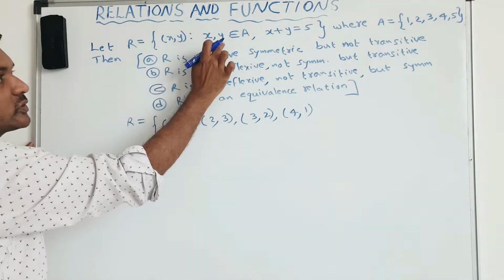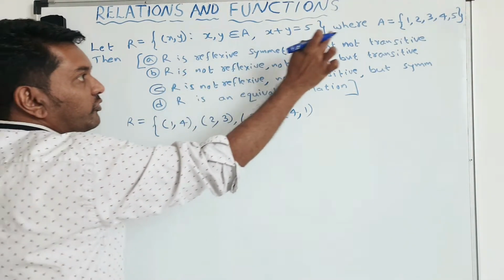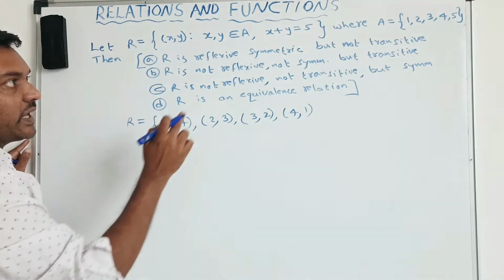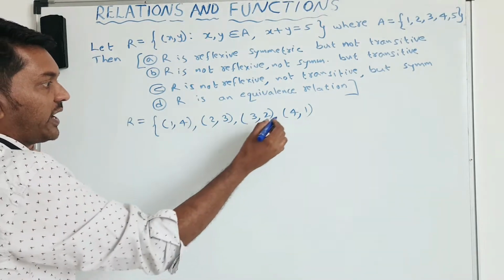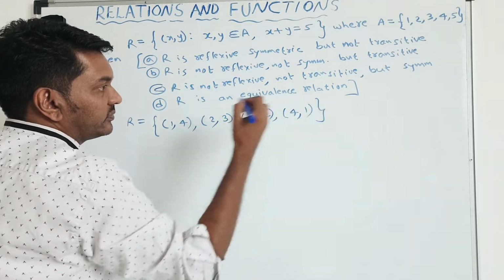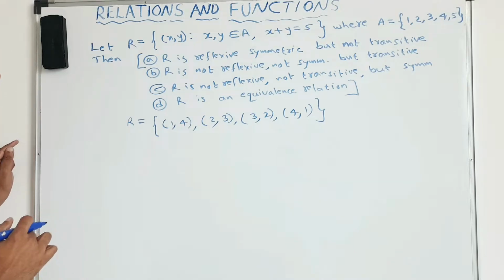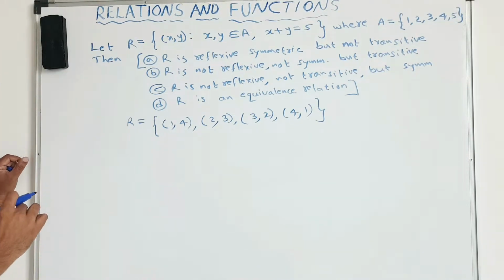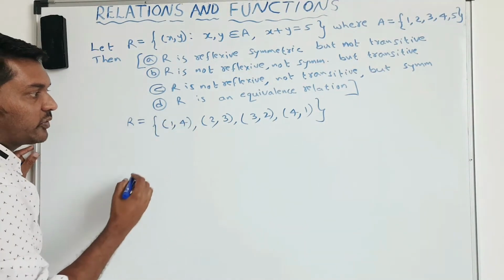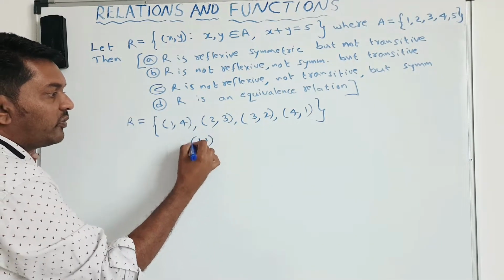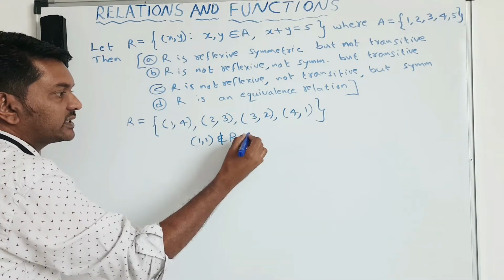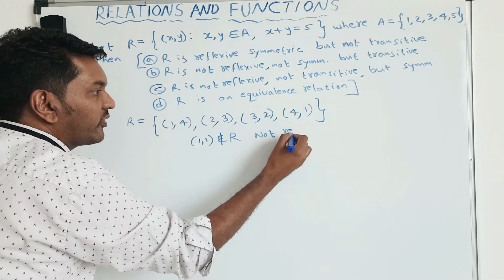They told us (x, y) should be an element of A. So if I put x as 5, y will be 0, which is not an element of A. So I have to stop here. Now I can check whether it is reflexive, symmetric or transitive. Checking for the reflexive condition, (x, x) should belong to R. (1, 1) is not an element of this relation, so it is not reflexive.